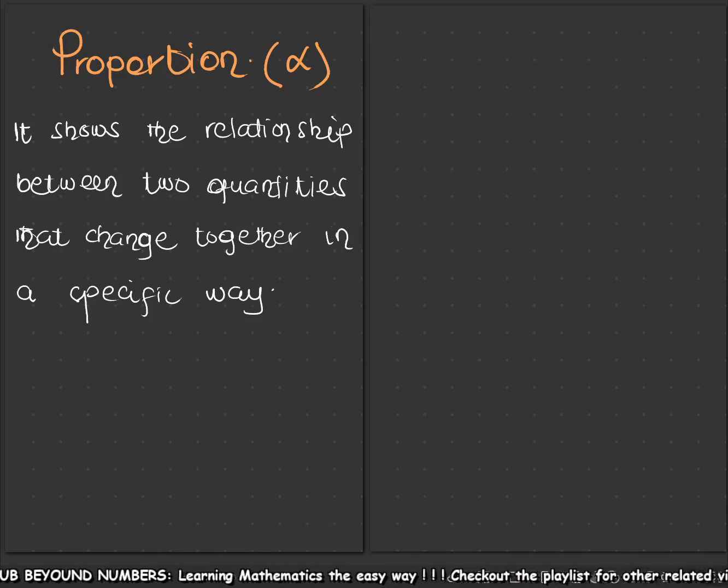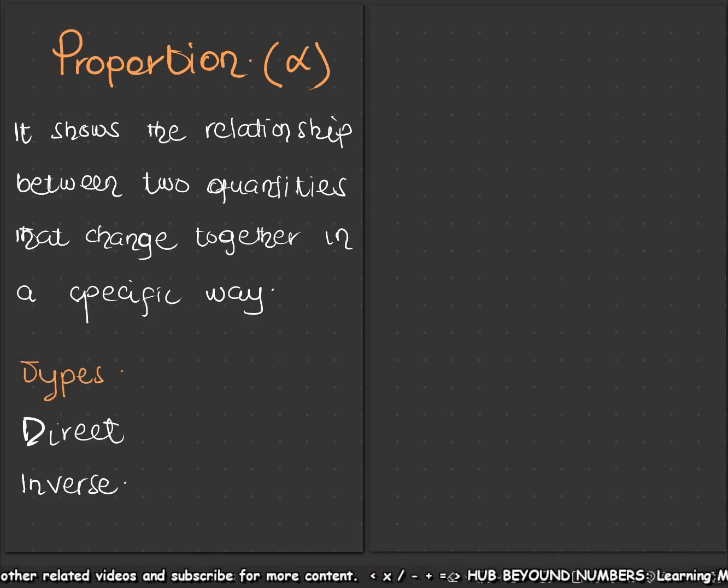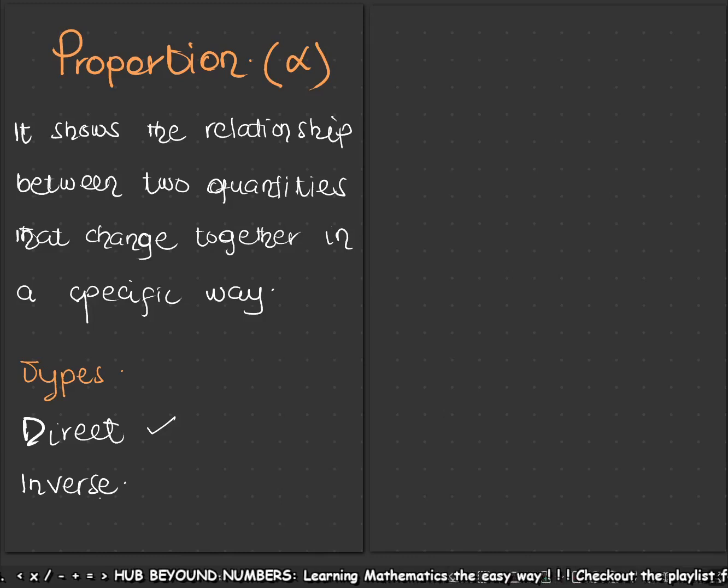There are two types of proportions we'll be looking at. The first one is called the direct proportion, and the second one is inverse proportion. So we have the direct, as you can see here, and then the inverse or indirect. For this video, we are looking just at the direct proportion. All right, so let's look at what the direct proportion is.